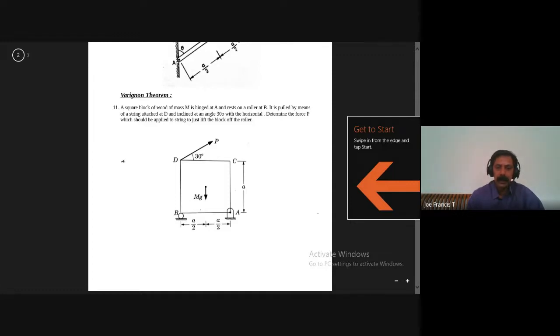Okay. So in this you need to find this P. Right? When it is about to turn, there could be a reaction at B, right? RB. So this RB will be 0 when the block is about to turn. Right? And then you should take moments with respect to this point A, sigma MA equal to 0.